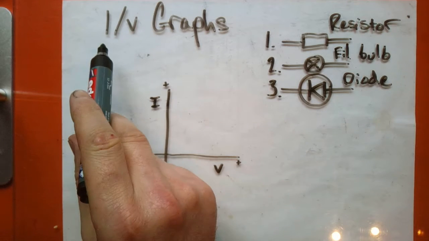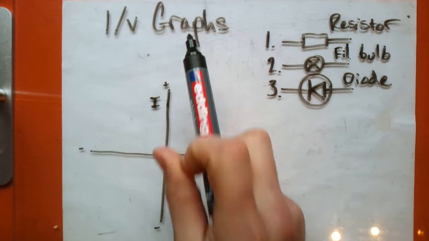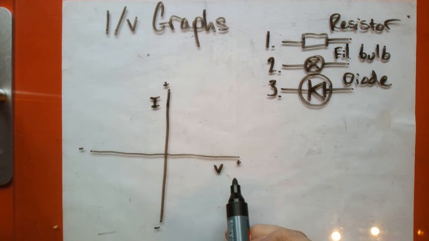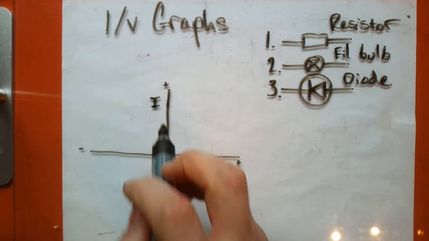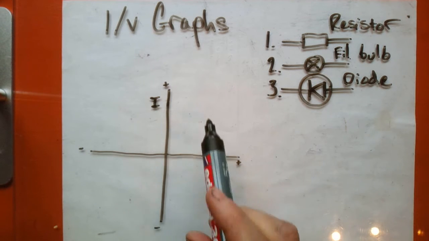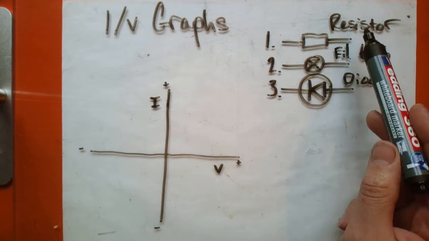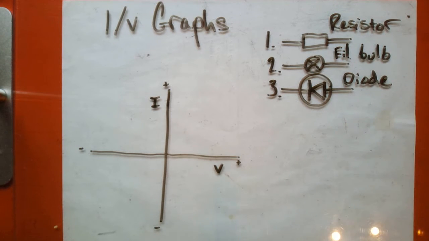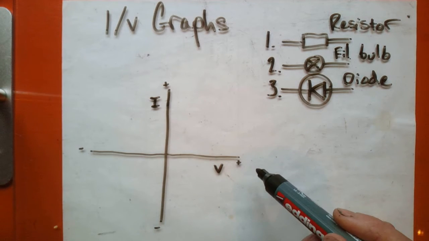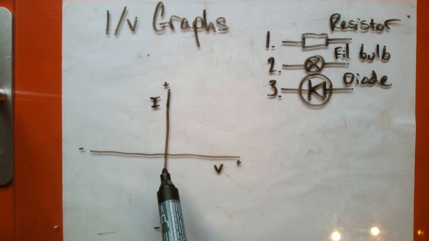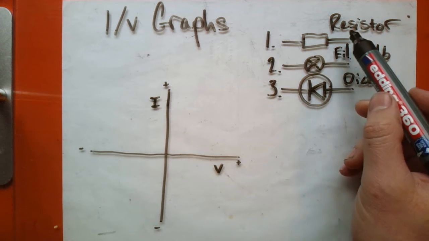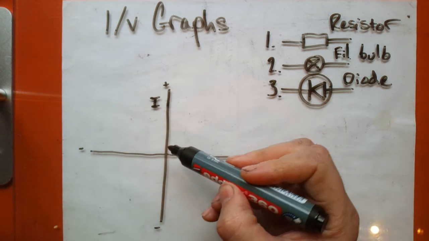Hey guys, today we're looking at current and voltage graphs. This is the graph. We show the voltage on the x-axis and the current on the y-axis generally. Now we need to know how these graphs describe how these different components act when we increase the current or increase the voltage, and if we increase one of them, what will happen to the other one.